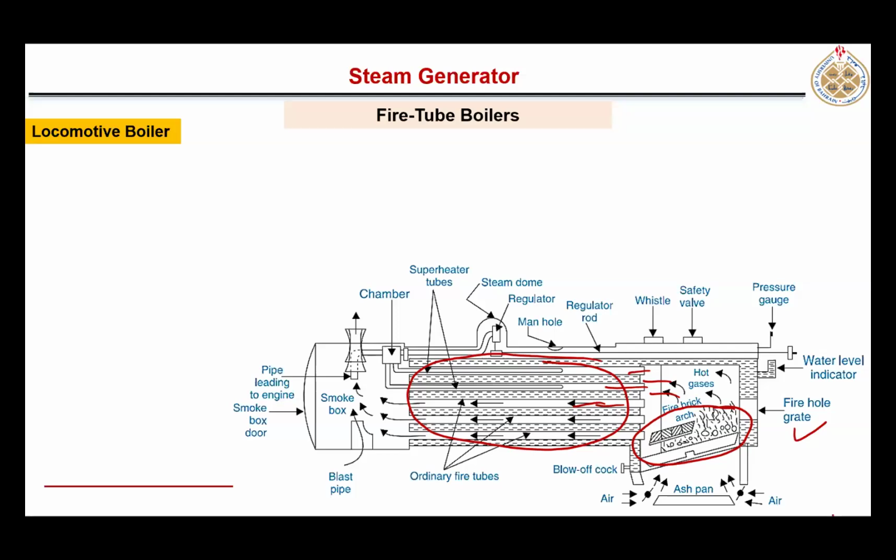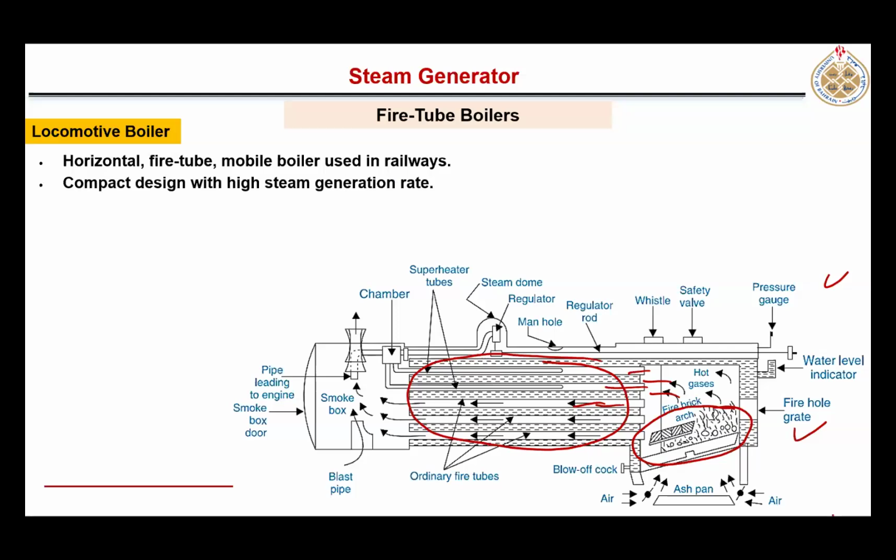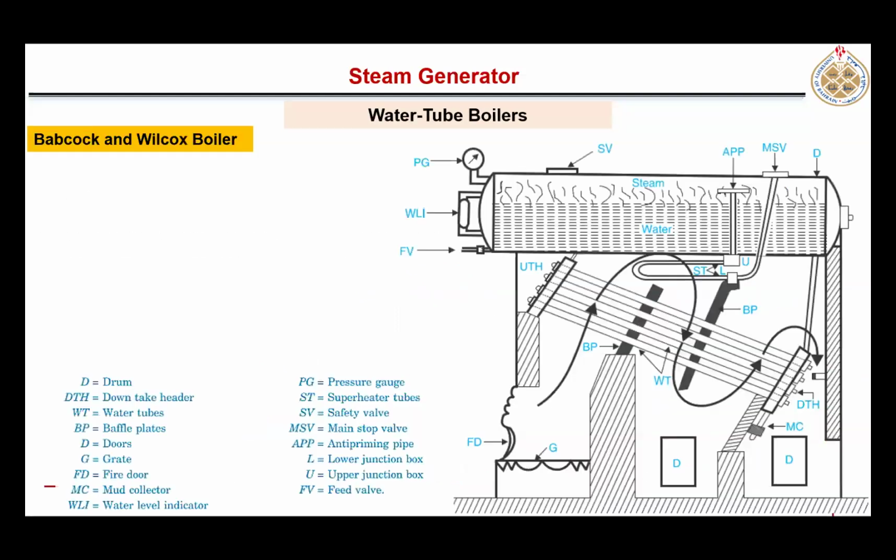Not anymore, because now modern railways are running on electricity. So you don't see these types of locomotive boilers nowadays. Those have become obsolete now. So there's no need to consume time over that construction. Let's move on. Here is a type of water tube boiler, which is called the Babcock and Wilcox boiler.